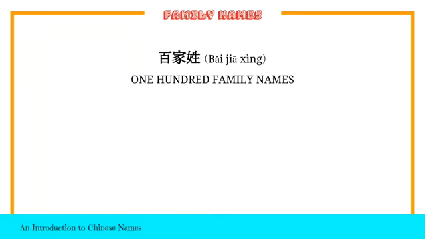Okay, when we talk about family names, we have to talk about one very important book, which is called 百家姓. Literally, it means 100 family names. 百家姓. So it's the family names from 100 families. And this book is a very interesting book. It basically lists many surnames from China.